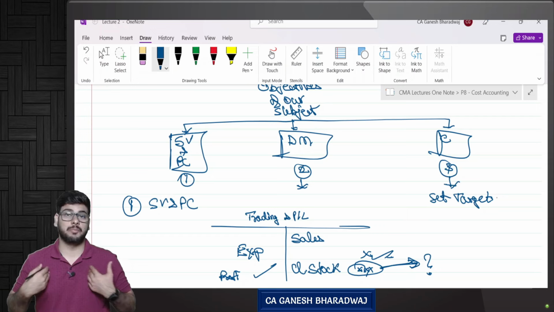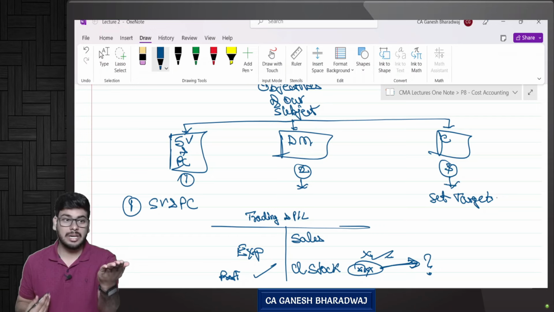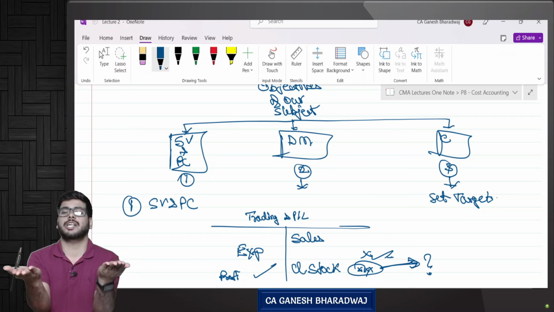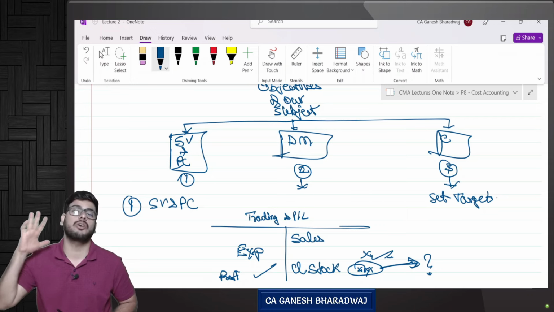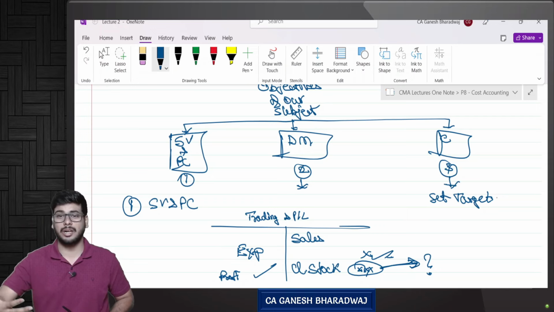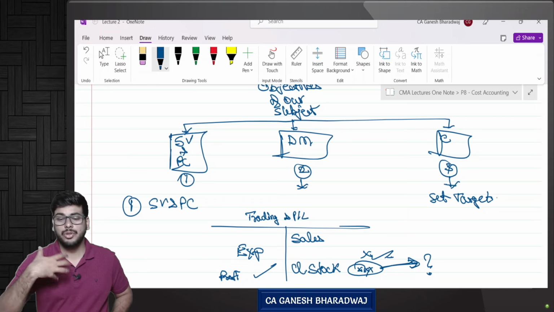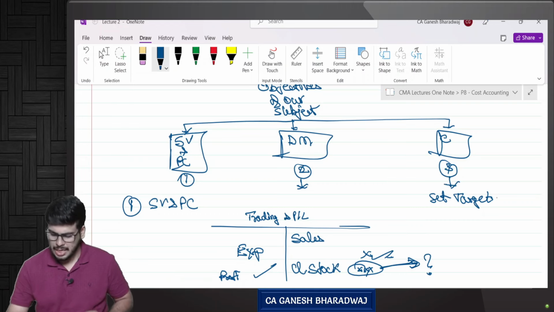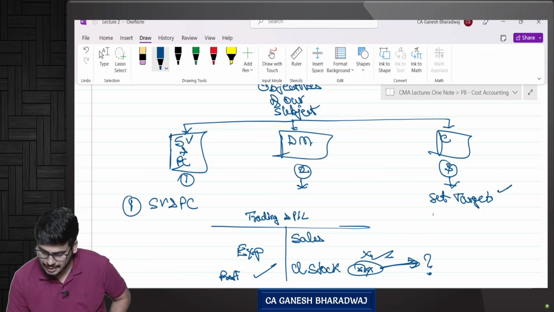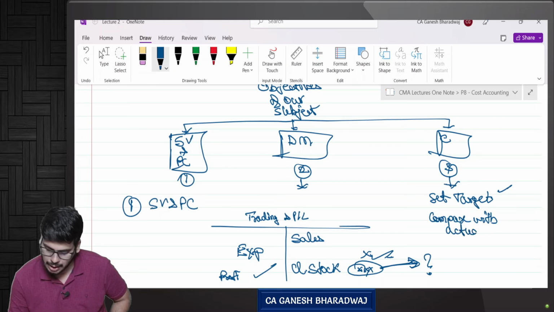So what the managing director will do is, he will compare the target with the actual performance, and then he will punish or reward the people accordingly. Are you clear? This is called control. The top management, how do they exercise control on the people working in the company? They will set targets and then compare with actual performance. And this process is called control.